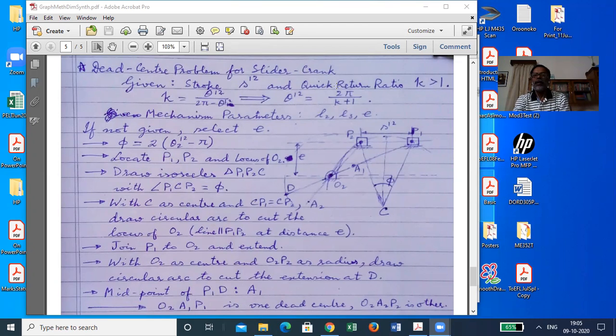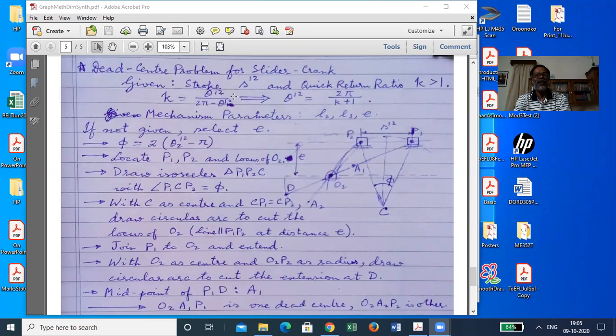Now this less time, more time basically means that we are assuming that the crank, that is link 2, is driven at uniform speed. So more time and less time directly translate to crank motion, theta 2 motion. So this quick return ratio K, I have pointed out, is greater than 1, because which way to take the ratio, larger one by smaller one or the other way around, should be clear. So that is greater than 1.